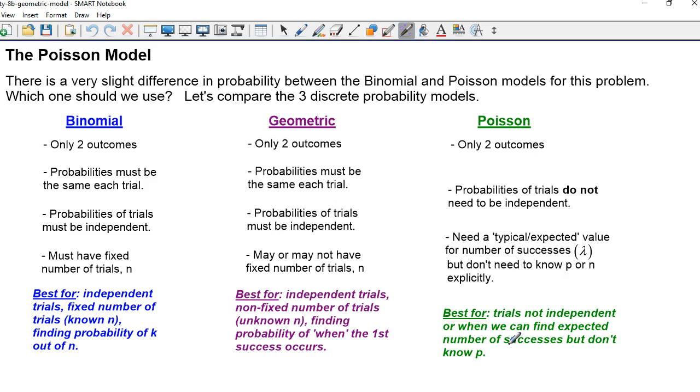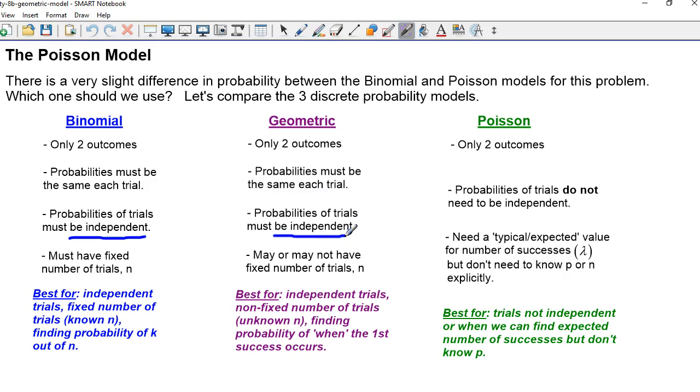So let's compare the three models. The binomial model that we learned in the last video can only have two outcomes. The geometric model, the same thing, and the Poisson. All three of these are discrete cases that only have two outcomes, yes or no. The binomial and geometric models require that the probabilities have to be the same for each trial. That requirement, and also the requirement that the trials must be independent, is kind of similar, right?